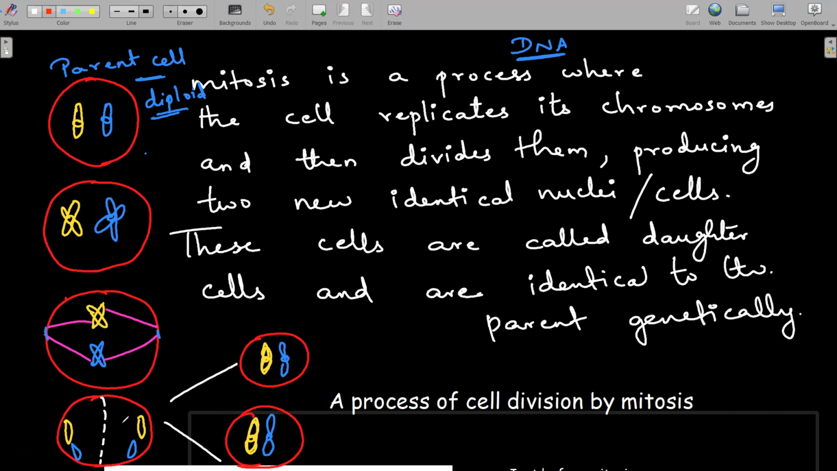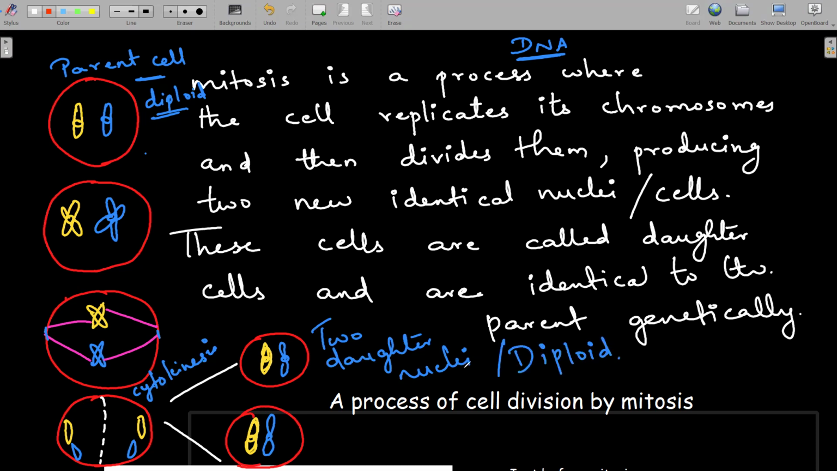So once that is achieved, there is cytokinesis of this cell happening. Cytokinesis is breaking. I'll show you a better diagram, but please try to understand this first. So now what happens in the end, there are two daughter nuclei formed. These are the two daughter nuclei. Now these daughter nuclei are also diploid. So remember in mitosis, the cytoplasm also increases in size. So now this cell is the daughter cell.